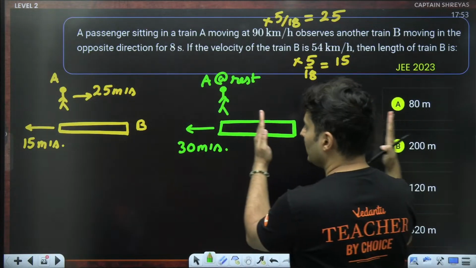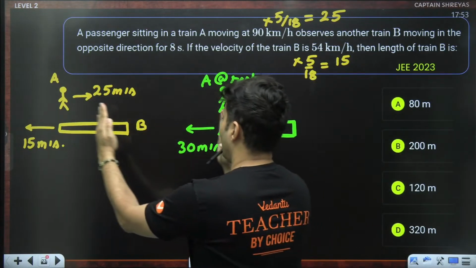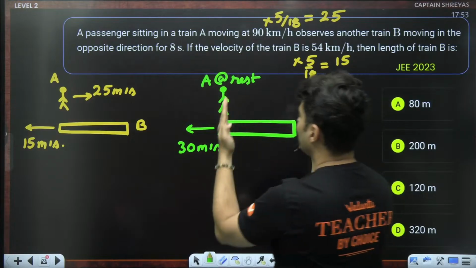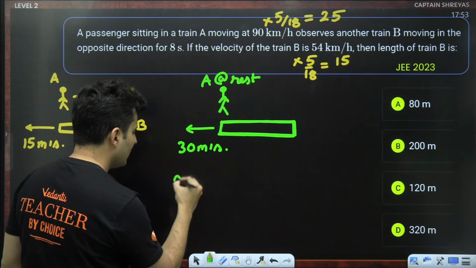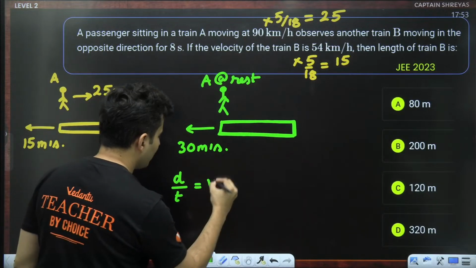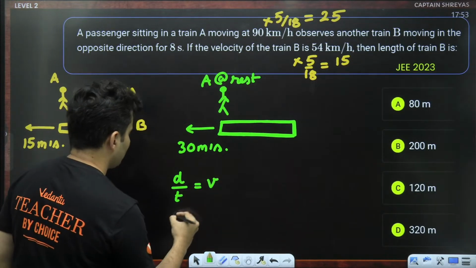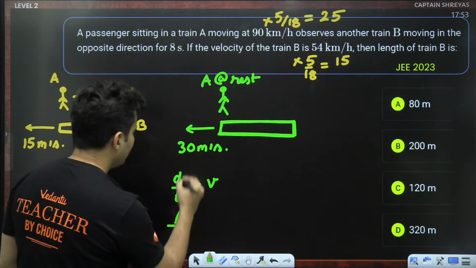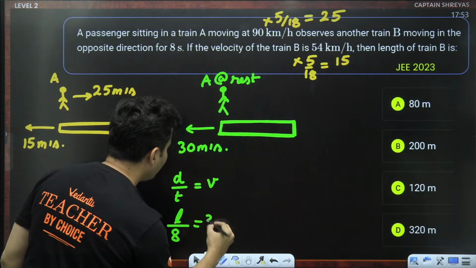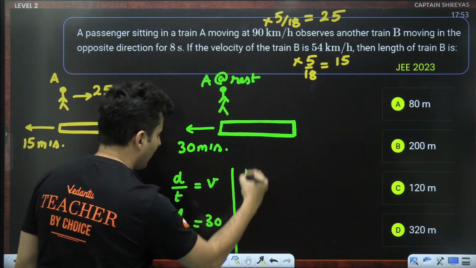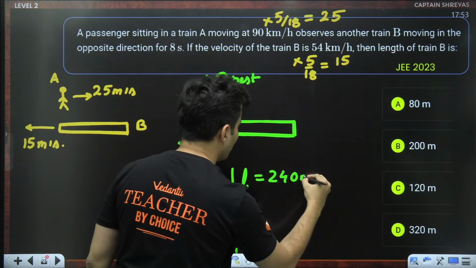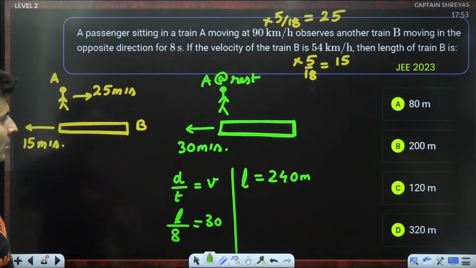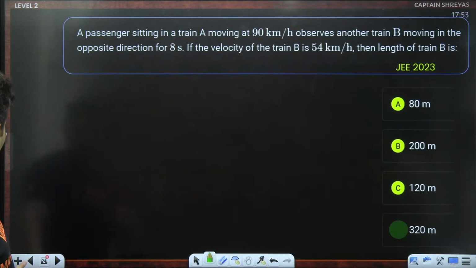The front of the train will cross and it will take some time, 8 seconds till it reaches the end. Using distance by time is the speed, where distance is the length of the train, time is 8 and speed is 30. Hence the length of the train, 8 threes are 24, so 240 meters. Where is 240 meters? Why is it not there?